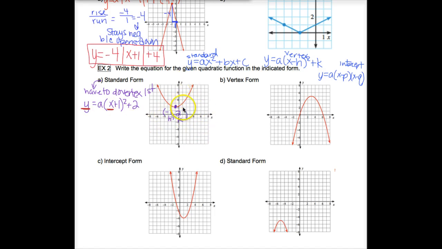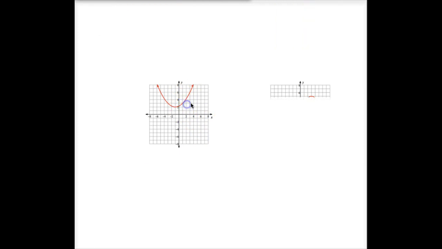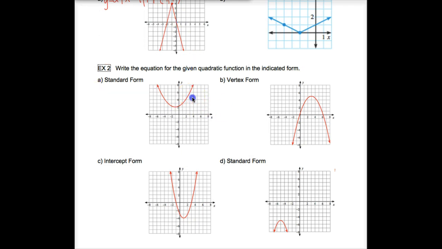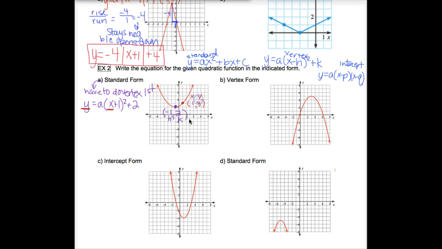So there's a couple of them to choose from, but I'm going to choose this one right here. That's the point (1, 3). So (1, 3) is also on the graph. That is going to be my x and my y. So now I'm going to plug those in. So y is 3, a is what I don't know, x is 1, so I've got 1 plus 1 squared plus 2. So 3 equals, 1 plus 1 is 2, 2 squared is 4, so 4a plus 2.